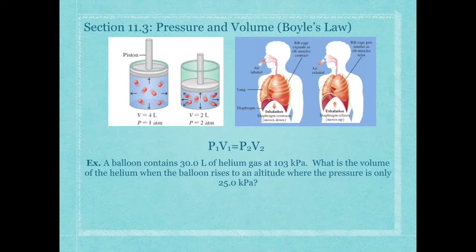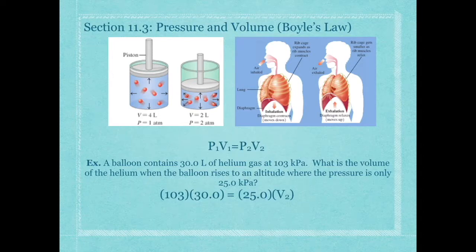If I have 30 liters of helium gas at a pressure of 103 kilopascals, I want to know what the volume is if it rises to an altitude where the pressure is 25.0. So my 30 liters is going to be my V1, my 103 kilopascals is going to be my P1, and 25.0 is going to be my P2, and I'm solving for V2. So my P1 is 103, my V1 is 30, and that equals my P2, which is 25.0, times V2.